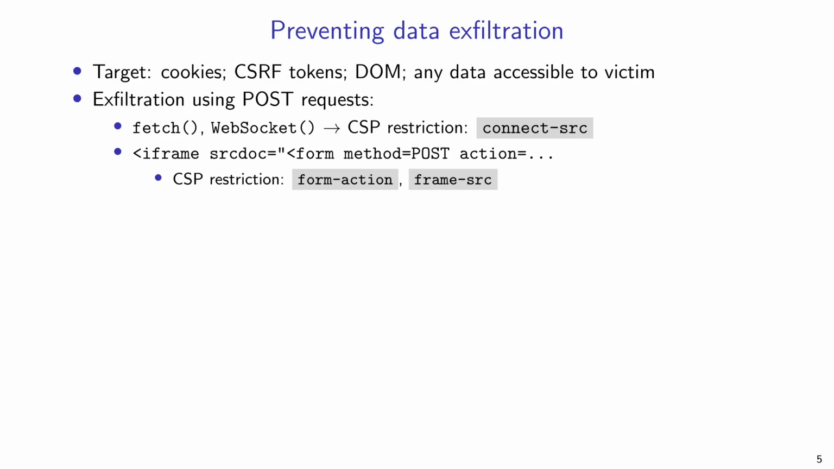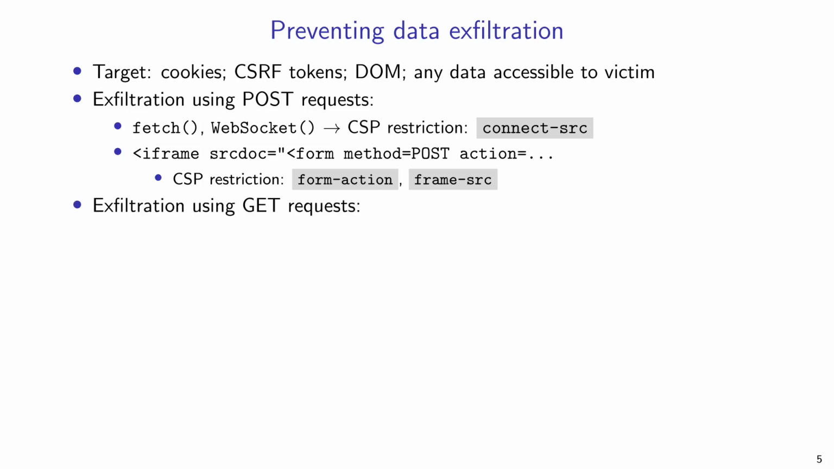Note that even if frame source is set to none, the attacker can still create such same origin inline frames using the source doc attribute. However, the attacker would not be able to load same origin web pages inside the iframe, so this would block same origin communication through iframes.